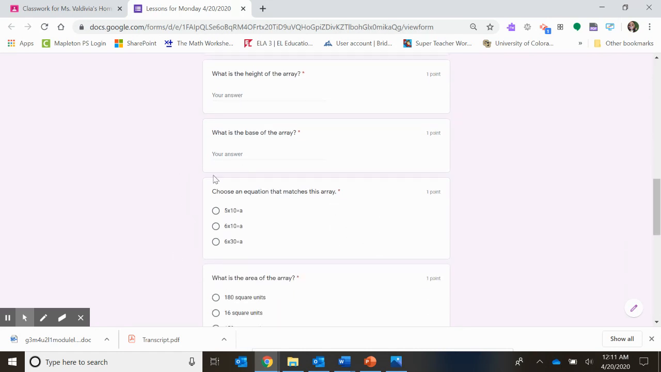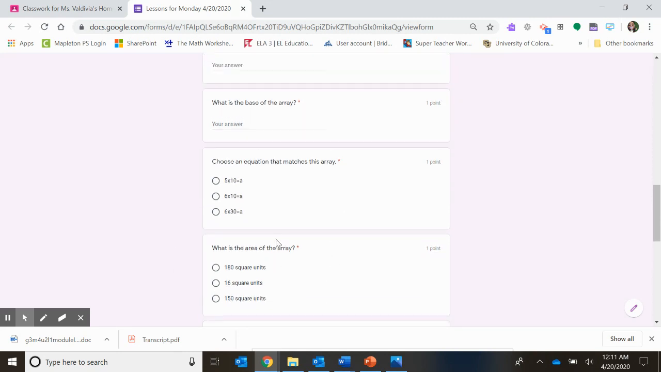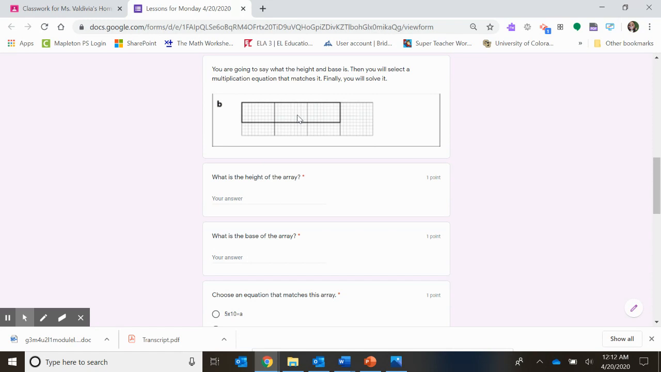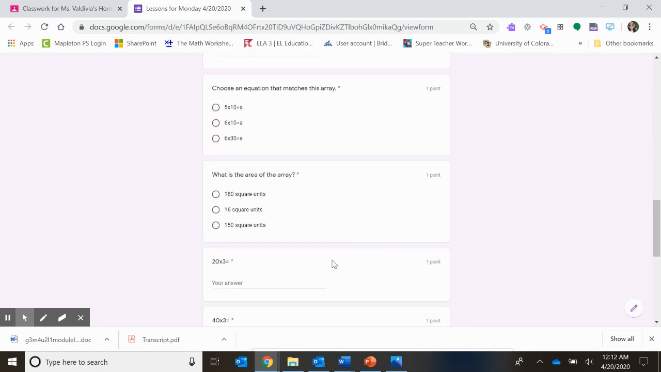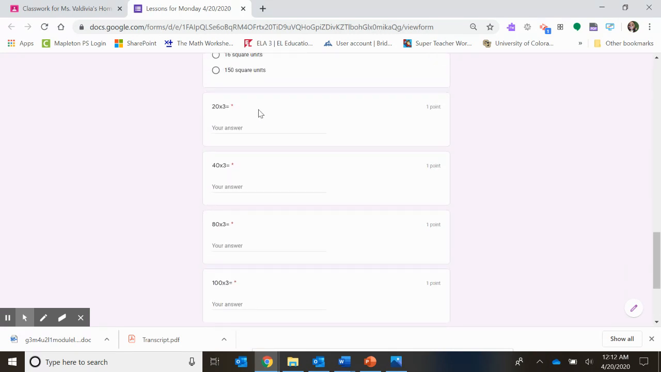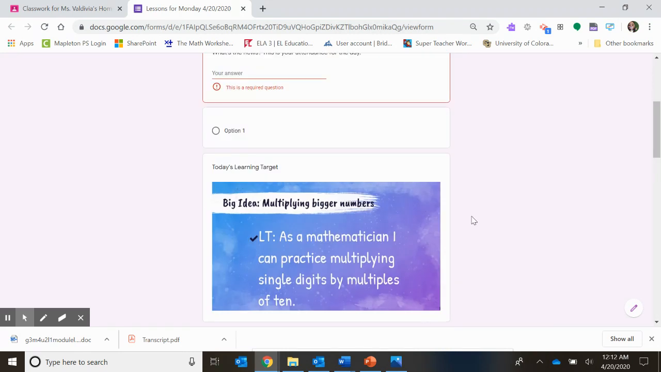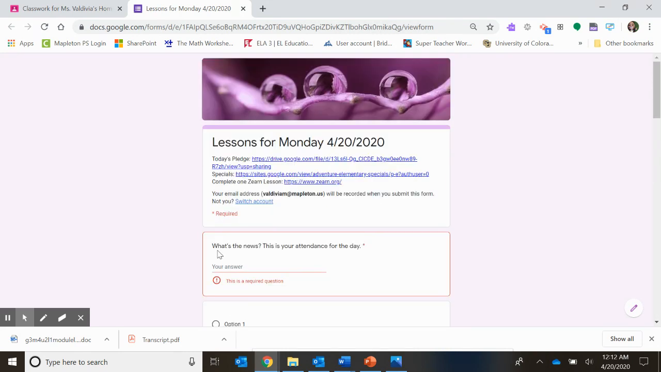Then you're going to choose an equation that matches the array, and then you'll say what the area is. So you'll just say, how many total square units is this whole array, okay? Multiplying your base and your height. And then we just have some practice problems for us to do. Use a notebook or a piece of paper at home to show your work. And then remember, let me know to check in. Was this easier on one page or did that make things difficult? Okay, I'm hoping that it makes life a little bit easier.